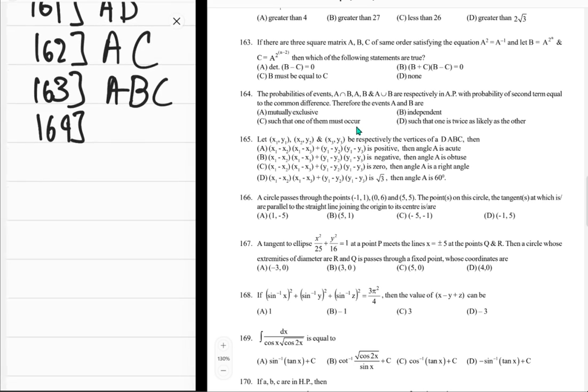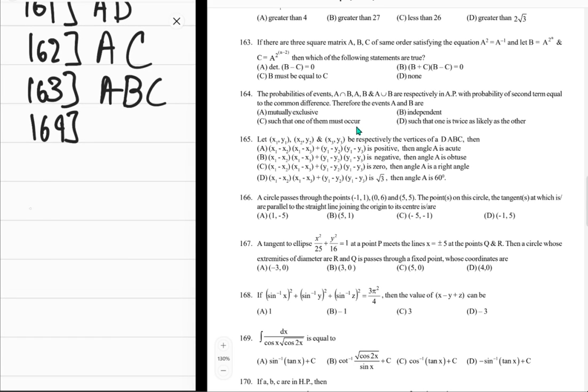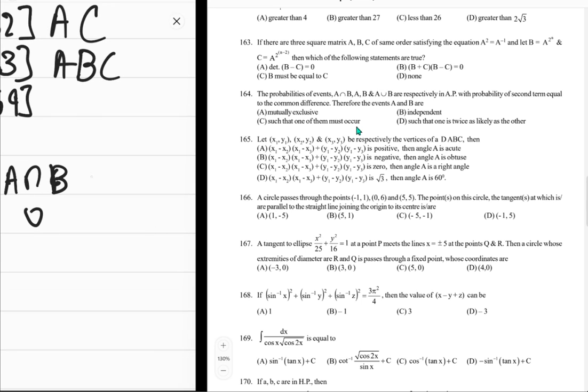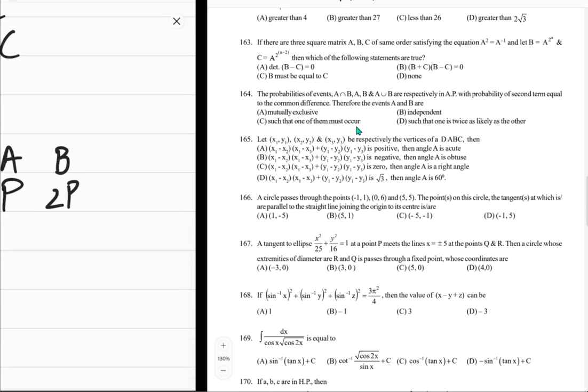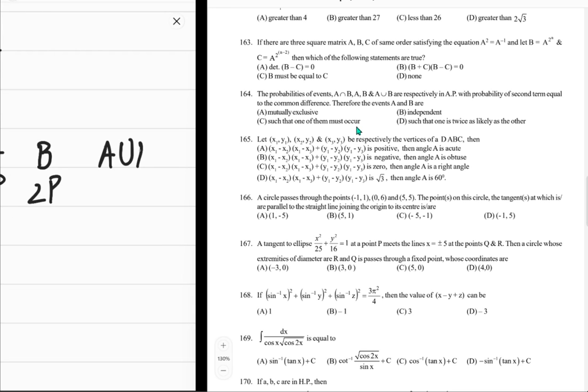Okay, let's do it. So the probability of A intersection B is 0. The probability of A, I don't know, it will be something, P. The probability of B is 2P. And A union B has probability obviously 3P, right? Therefore A and B are not necessarily such that one of them must occur. That's not necessary.